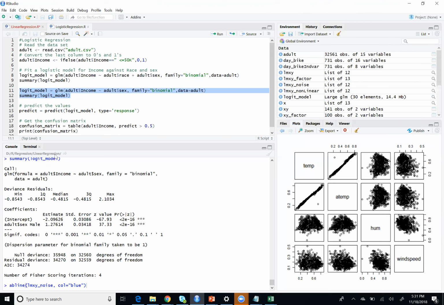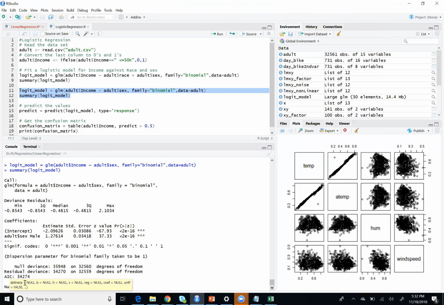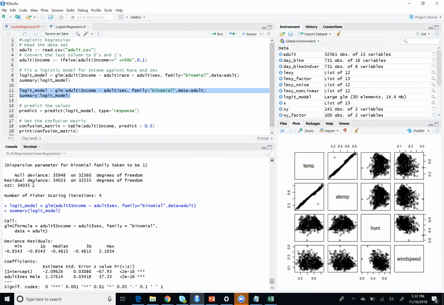Okay, now let's take a look at both of them. Did it change? Was adding race helping us or not? Look at the AIC score, it was 34,000, and look at the AIC score now, 34,200. Remember, the lower the AIC score, the better your model is. That means if I include race, then it is better than just including the gender.